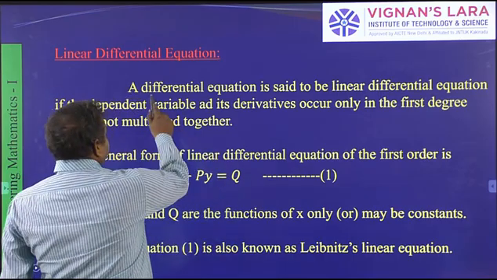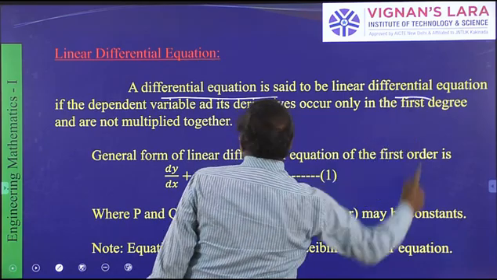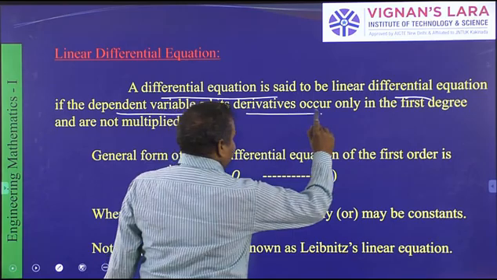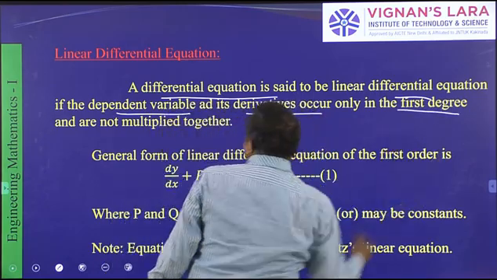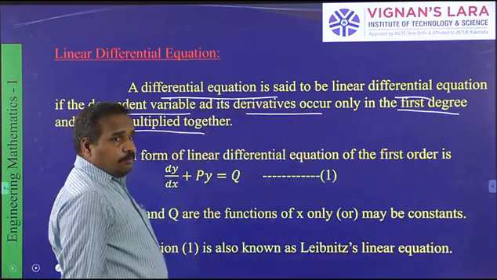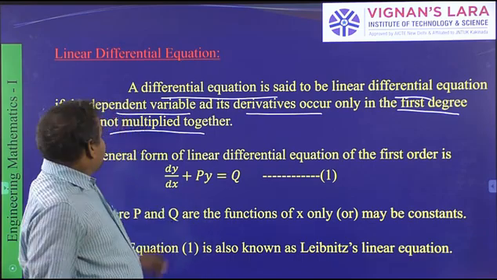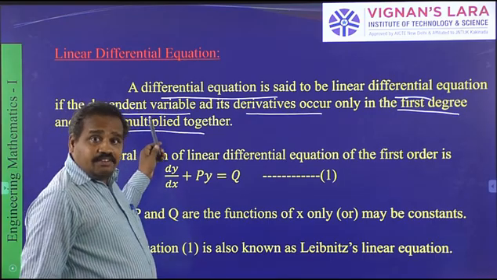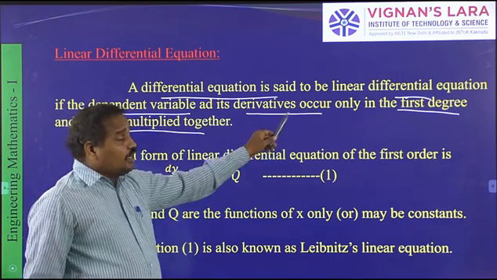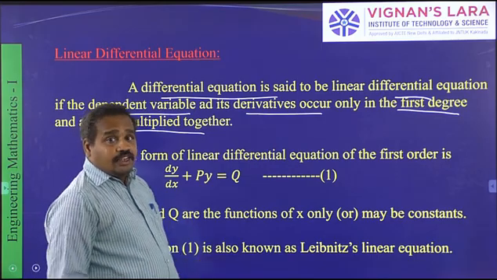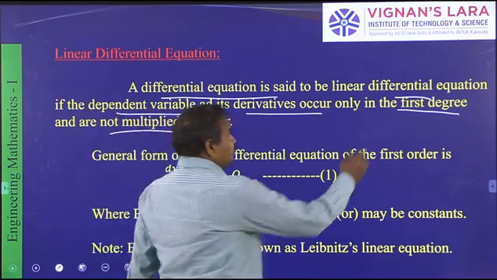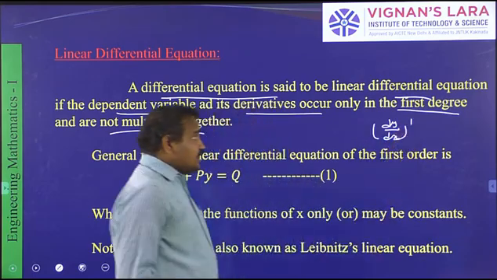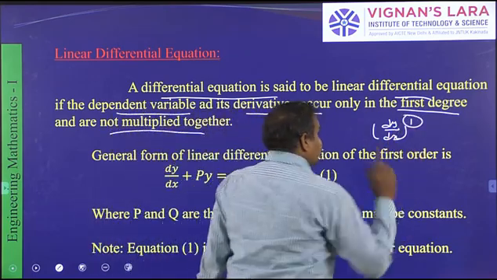Linear differential equation means an equation is said to be linear if the dependent variable and its derivatives occur only in the first degree and are not multiplied together. So a differential equation is said to be linear if the dependent variable and its derivatives occur only in the first degree. Already I said the degree. What is the degree? dy by dx power should be 1. This one is called the degree of the equation.